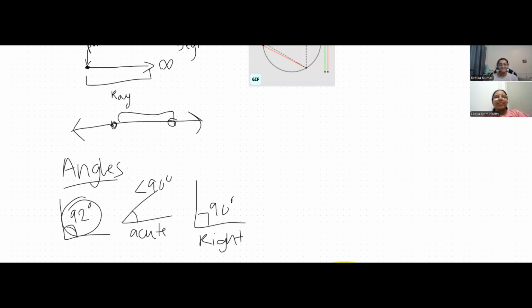So an obtuse angle is going to be like this way. Okay? So what does an obtuse angle mean? It means it's more than 90 degrees, but it's less than 180 degrees. So just know that an acute angle is below 90 degrees, but it's more than 0 degrees. On the other hand, an obtuse angle is more than 90 degrees, but it's less than 180.